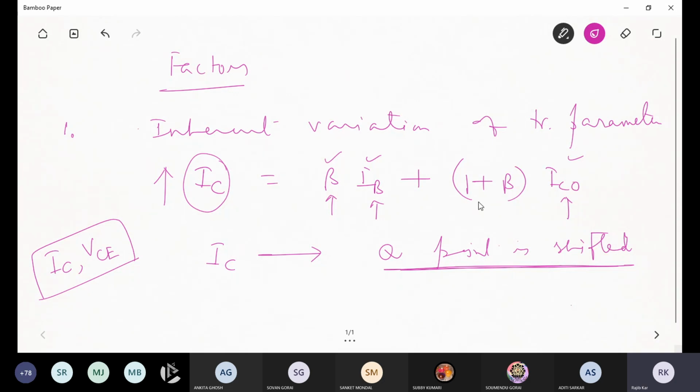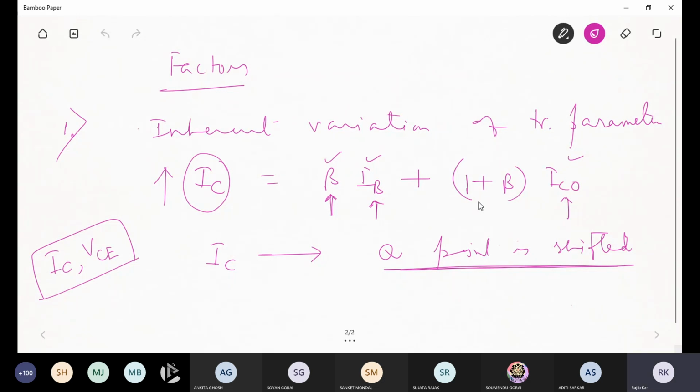Okay, so somehow we have to design the circuit which will ensure that this will be independent of beta, independent of IB and ICO. This is the first factor which affects the Q point shift.